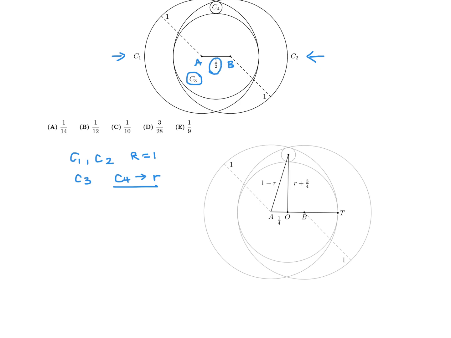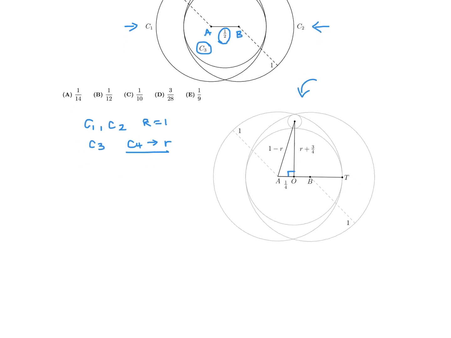And then what you do is you take the center of C4, as you can see there, and from there you draw a line all the way to A, and you draw another line to O, and the line to O would be perpendicular to AB. And then you will notice that the labels 1 minus r and r plus 3 over 4 are there, and now we'll have to explain how that came to be.